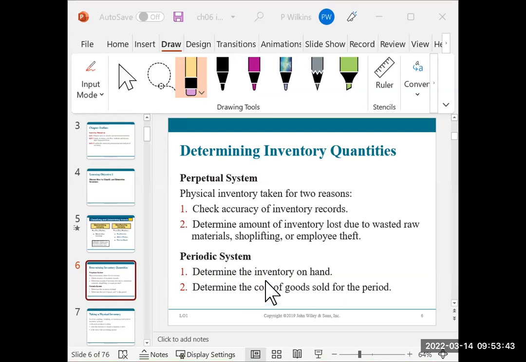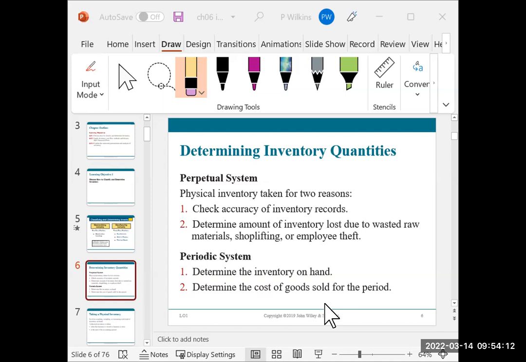With a periodic system, we determine the inventory on hand and the cost of goods for the period at the end of the period. And that's what this chapter is all going to be about. Inventory costing is going to look totally different than anything you've done. So be patient with yourself. I'm going to be giving you some tools to help you learn how to do this. You just have to bear with it, go through the process, practice, and really follow the rules.